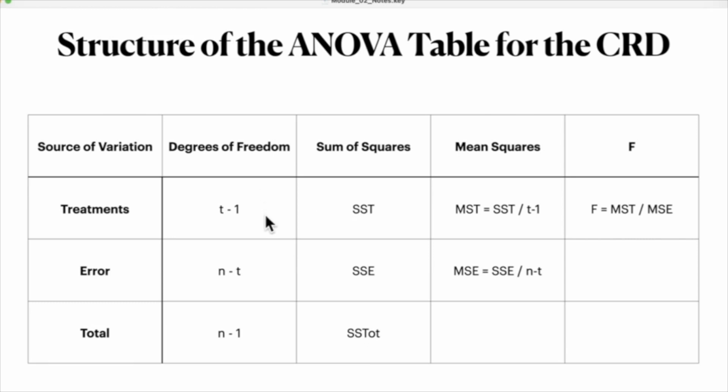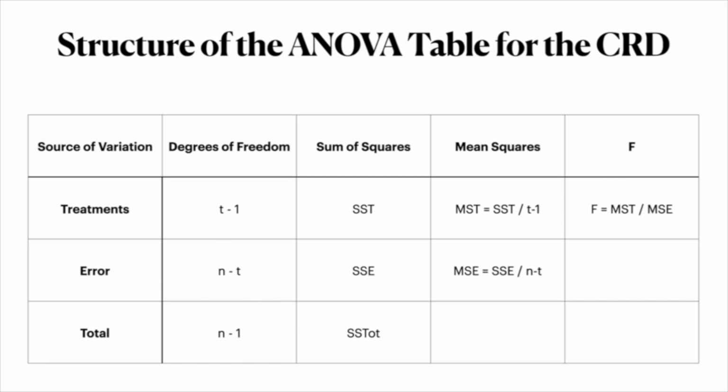But we see here that the number of degrees of freedom for error is given by n minus t. So again, n is the total number of experimental units in the experiment. t is the number of treatments. And so the number of degrees of freedom for error for the completely randomized design is n minus t.